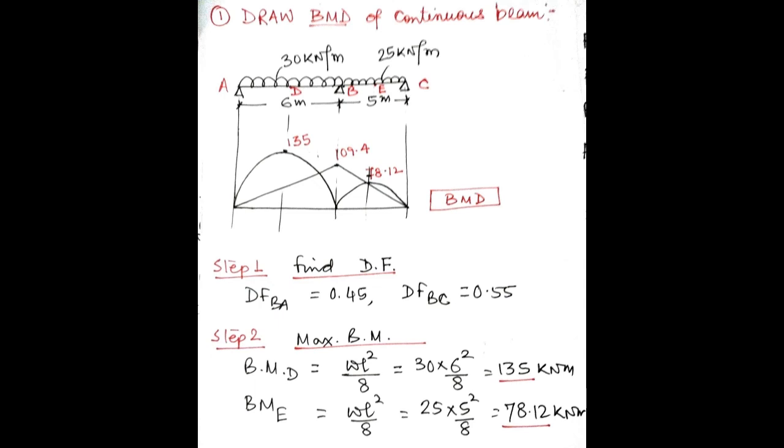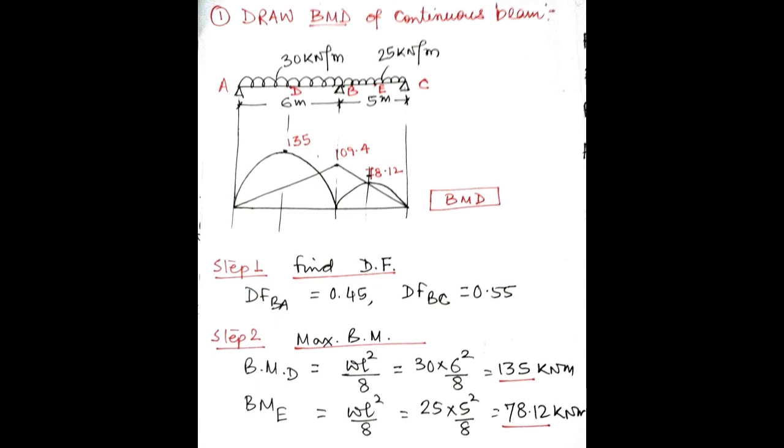So maximum bending moment for the AB span. For the span AB, maximum bending moment will happen at the midpoint, as if we consider AB as a simply supported beam, maximum bending moment of a simply supported beam under UDL will occur at the midpoint, that is D, and its value is WL square by 8. So it comes out to be 135 kilonewton meter.